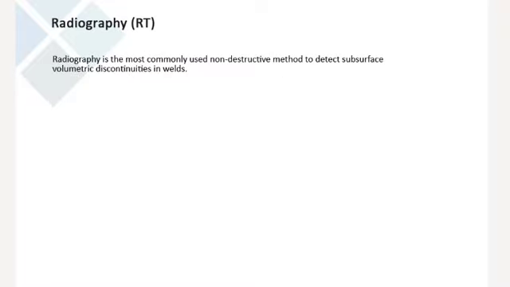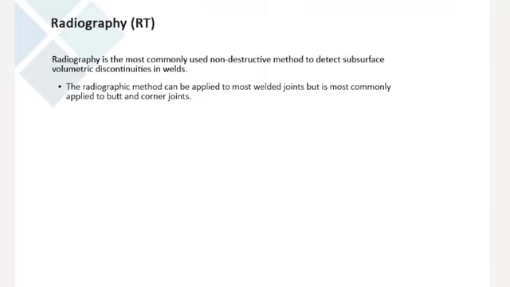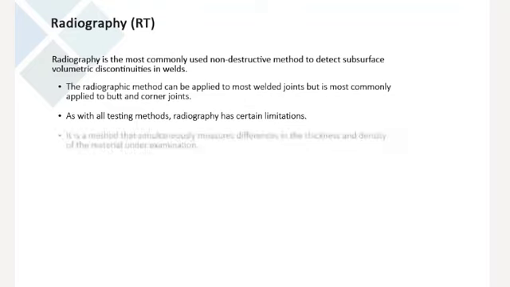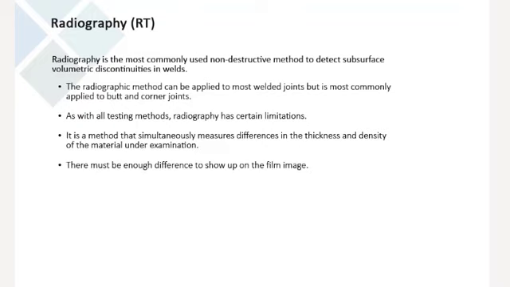Radiography is the most commonly used non-destructive method to detect subsurface volumetric discontinuities in welds. The radiographic method can be applied to most welded joints but is most commonly applied to butt and corner joints. As with all testing methods, radiography has certain limitations. It is a method that simultaneously measures differences in the thickness and density of the material under examination. There must be enough difference to show up on the film image.